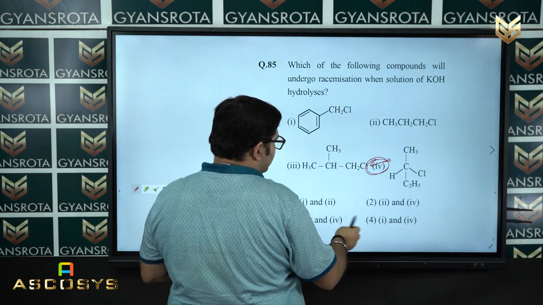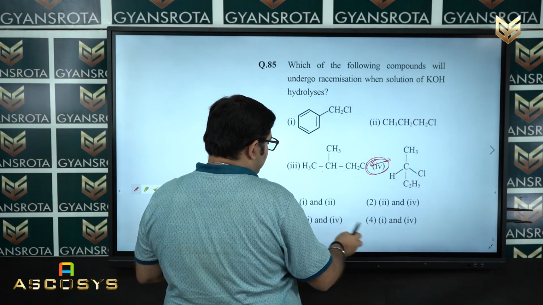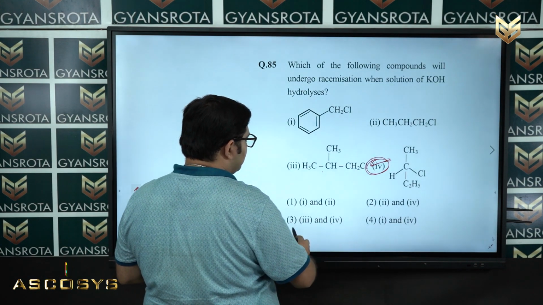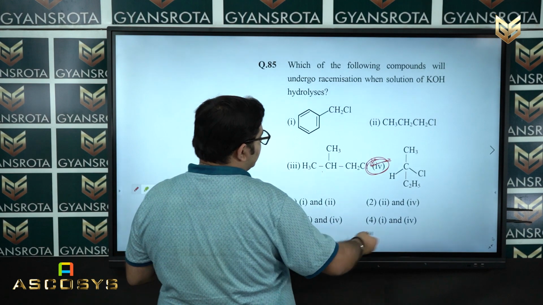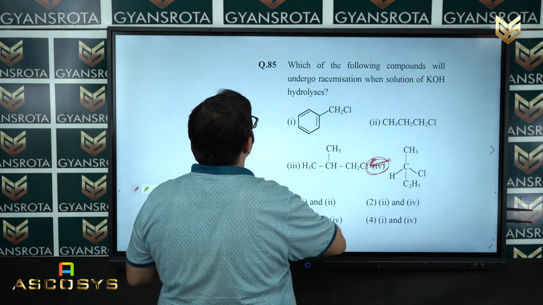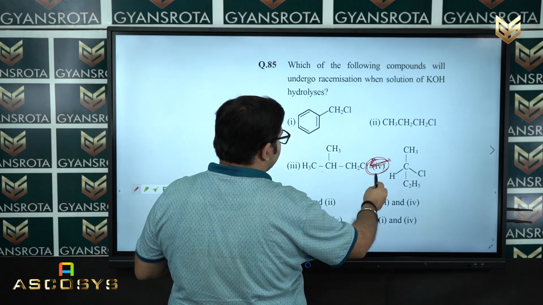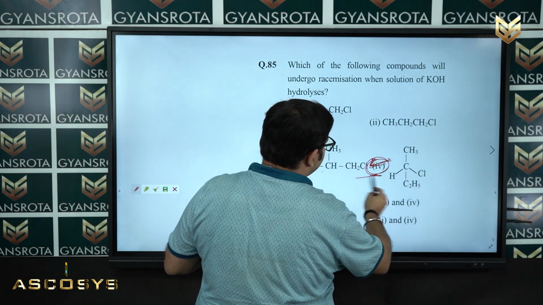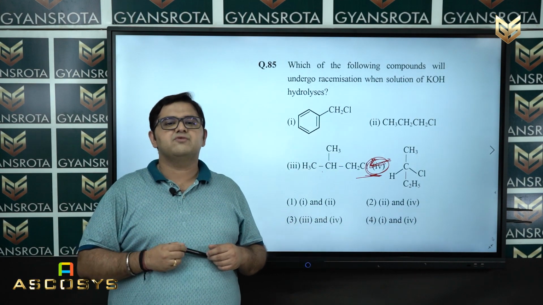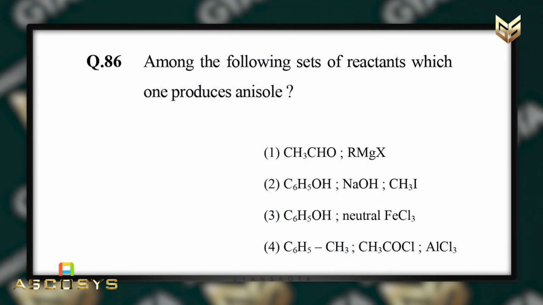But if you see the options, they are not giving only 4 anywhere. They are giving 1 and 2, 3 and 4, 2 and 4, 1 and 4. So, this is the bonus question for your question number 85, but the suitable answer is option number 4. Now we are moving to the next question, that is question number 86. Question number 86 is on your screen. Among the following sets of reactions, which one produces anisole?